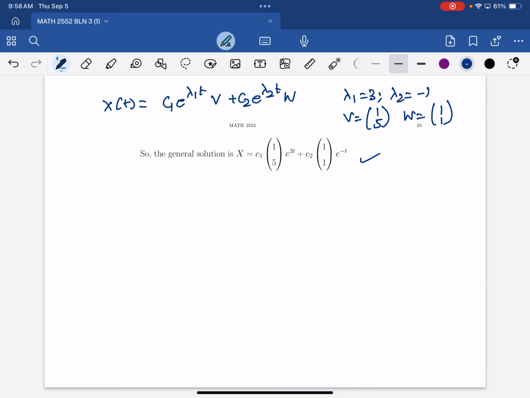So step 0 is to find the critical point, step 1 is to find the eigenvalues, step 2 is to find the eigenvectors, and step 3 is to write the general solution. I did that, so this is my general solution. Now we're going to spend some time on understanding the general solution. Is that clear? Everyone okay?